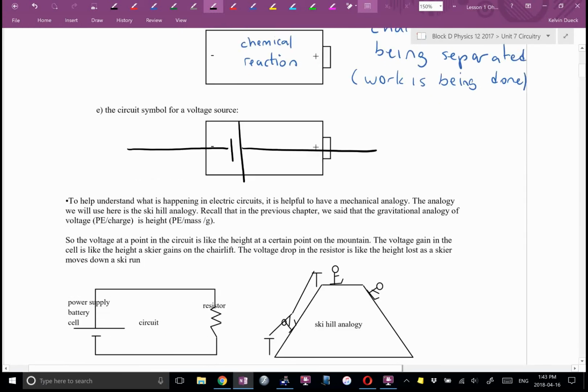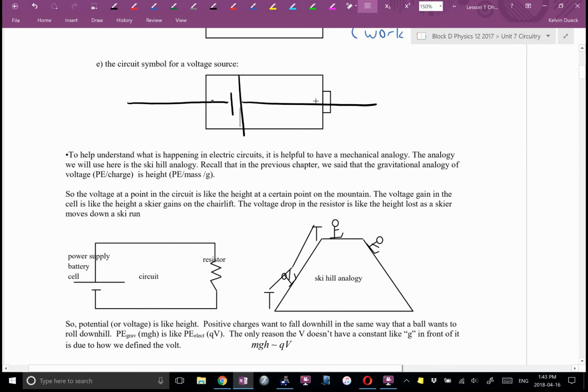So to help us understand what's going on inside electric circuits, I think it's helpful to have a mechanical analogy. I stole this from other teachers that are better than me: I'm going to view every single circuit as a ski hill. Recall, I did say that the gravitational analogy of voltage was height per mass. So you can think of a voltage gain from a battery as behaving like the chairlift for a ski hill. A chairlift gives you more gravitational energy, height, mgh, and then going downhill, you lose that energy. A battery gives charges more potential energy, voltage, height, and then they lose that energy through a resistor. So a resistor is sort of like the ski hill.